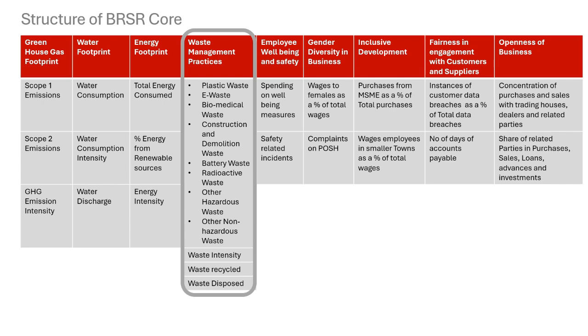The last metric about environment relates to the entity's waste management practices. Every entity generates waste in its operations. These wastes can be categorized into 7 categories. They are plastic waste, e-waste, biomedical waste, construction and demolition waste, battery waste, radioactive waste, other hazardous waste, and other non-hazardous waste. Before getting into the disclosure about waste management practices, let us spend some time on these categories of wastes.